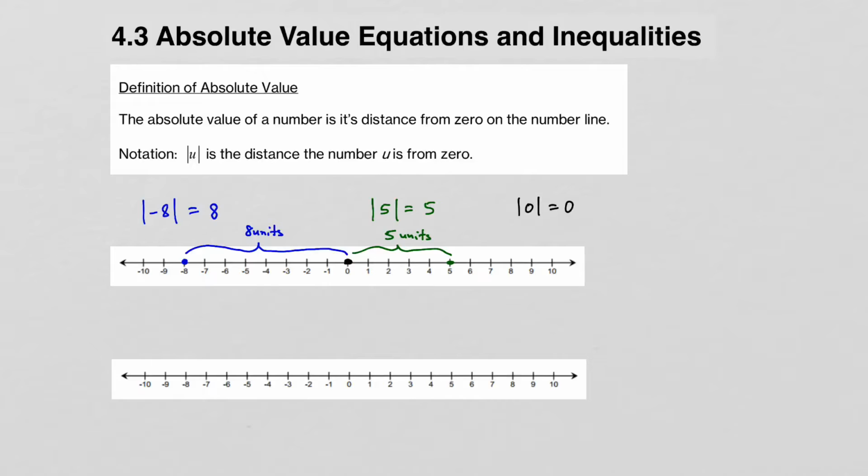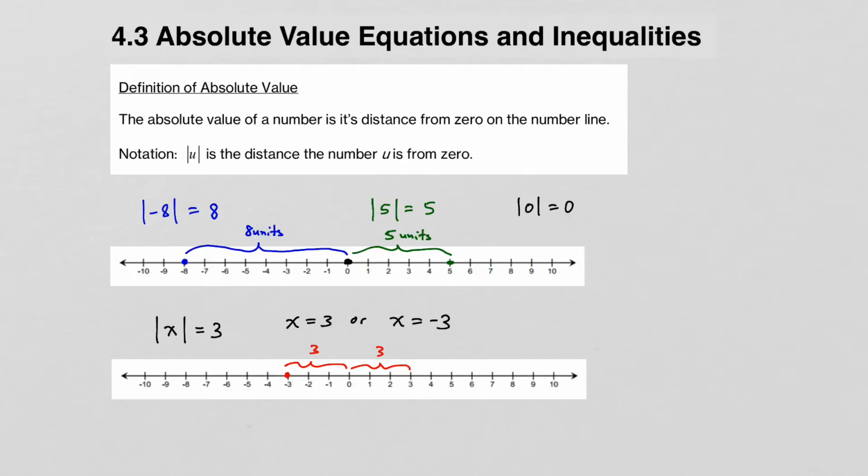Now, when we talk about equations, we're talking about solving equations involving a variable. So let's suppose we have the absolute value of x is equal to 3. What that's saying is that x has to be a number that is 3 units away from 0. And there are two possibilities. -3 is clearly 3 units away from 0, and so is +3. Therefore, if the absolute value of x is equal to 3, x can either equal 3 or x can equal -3.